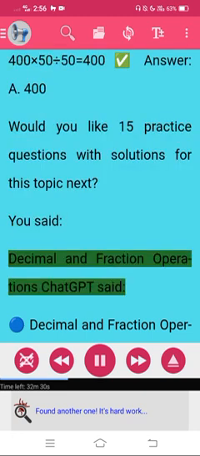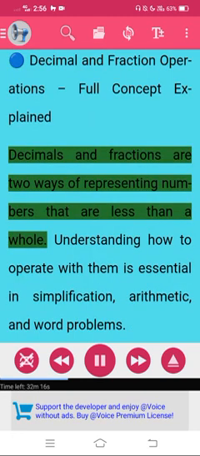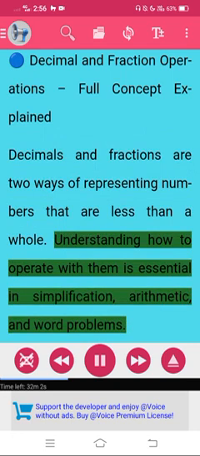Decimal and fraction operations. Full concept explained. Decimals and fractions are two ways of representing numbers that are less than a whole. Understanding how to operate with them is essential in simplification, arithmetic, and word problems.